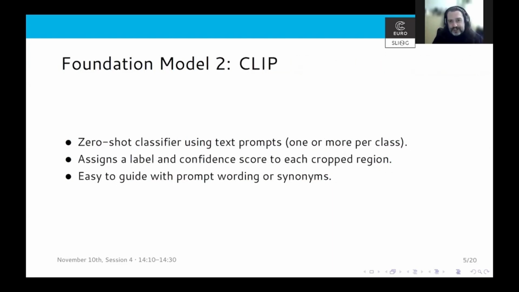Then the next model is CLIP. I think this is from OpenAI. This is basically a zero-shot classifier. What does it mean? It classifies the image patches with regard to strings. So it calculates the distance between the string, for example, goat is grazing.